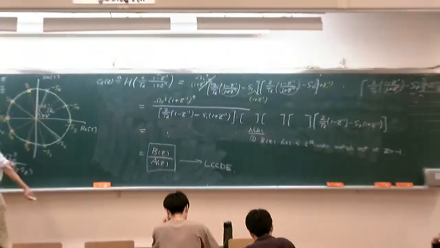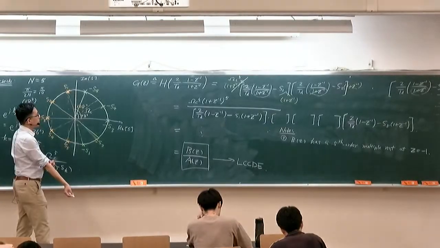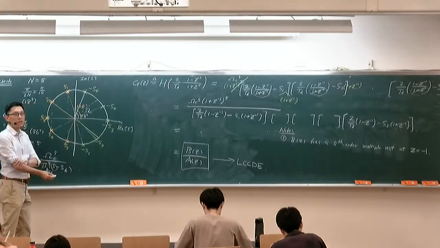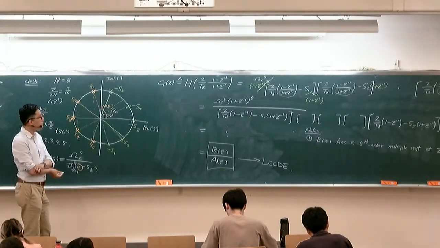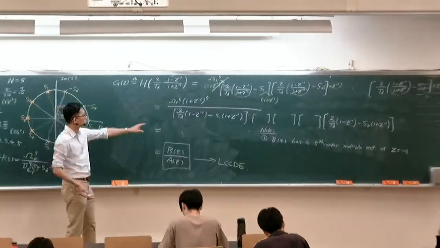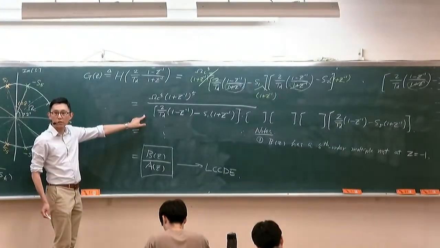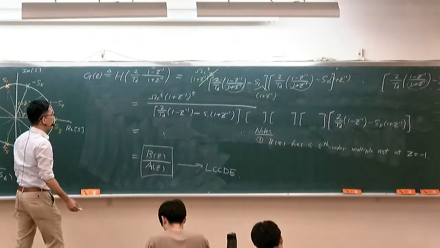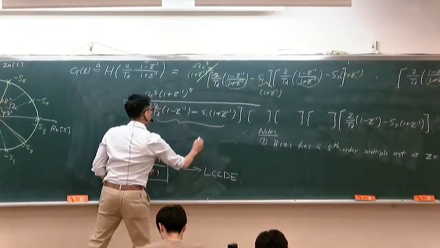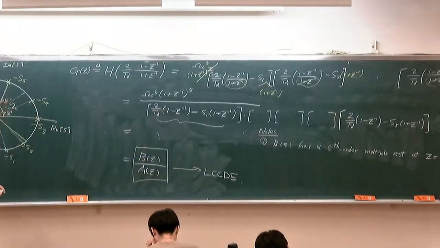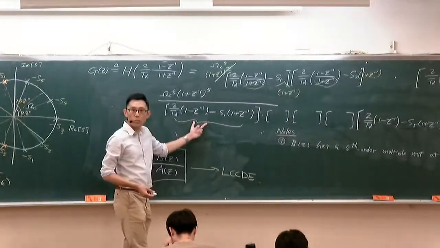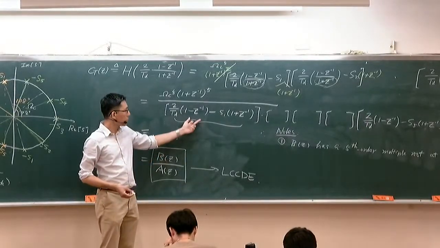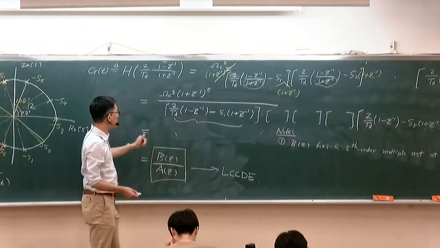And how about A of z? A of z should also have 5 roots, because it's also a fifth order polynomial of z inverse. But where are they? So now we need to take a closer look at that. Each of these brackets will contribute one pole. This bracket contributes one pole. So let me show you.